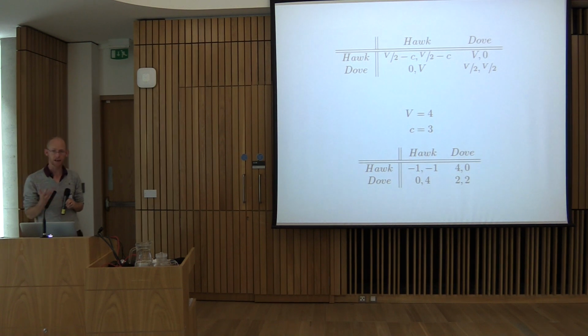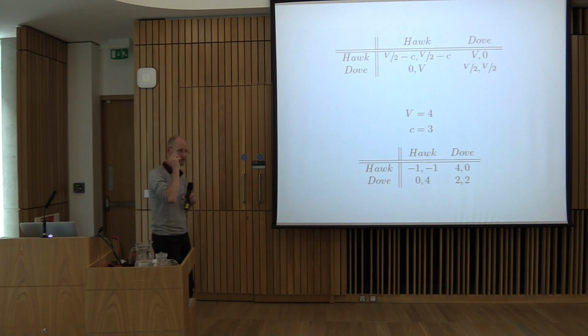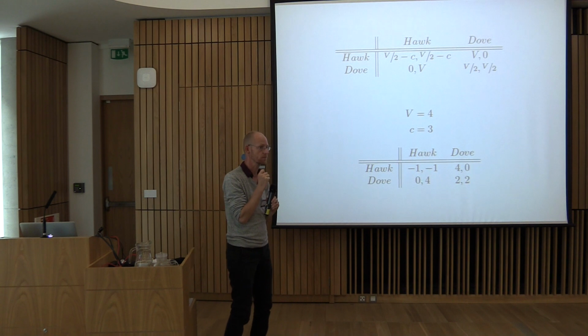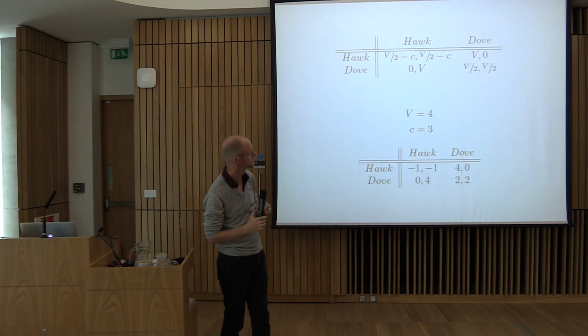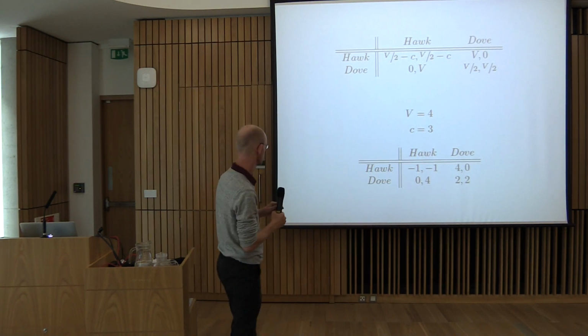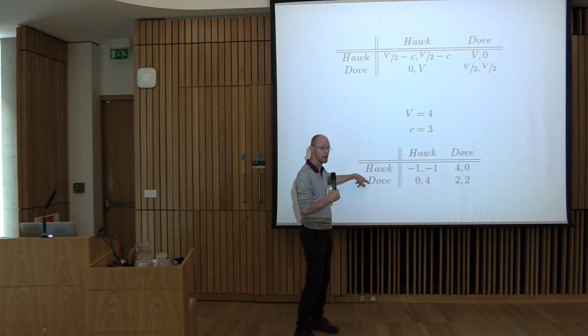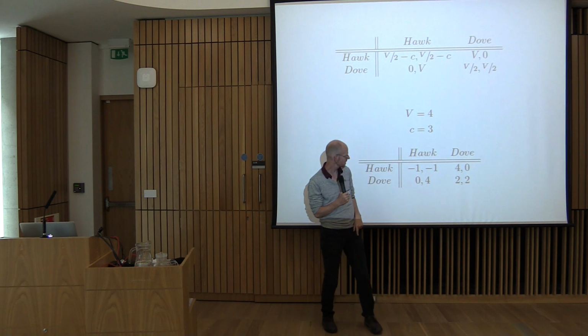But now we can fill in the details by saying what V and C are. Let's say that V is 4 and C is 3. Then we end up with this game, and this is a symmetric game. Both players have the same actions. It's a symmetric game.